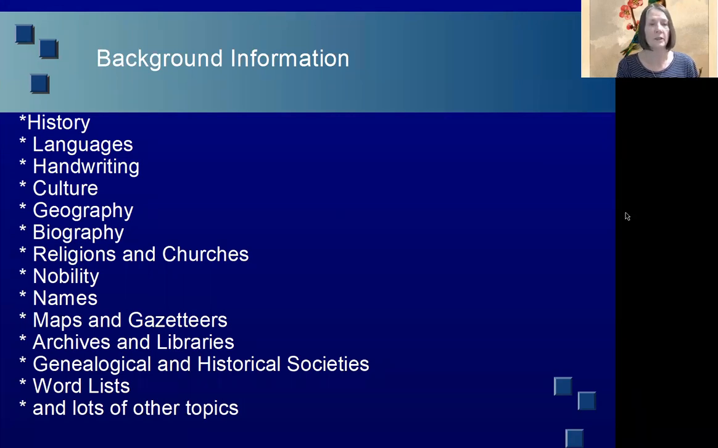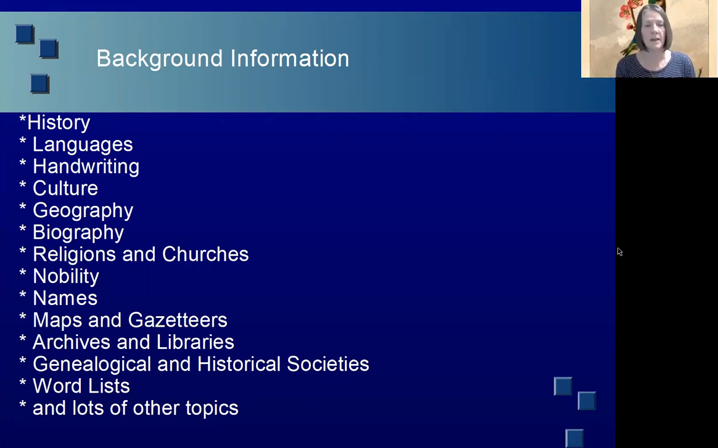Handwriting sometimes is really difficult, so you may need to learn how to read that handwriting. It will teach you about culture, the geography. It will sometimes give you biographies of famous people from that region. It talks about the religions and churches. For example, if you don't know anything about France and you want to find out what your ancestor was, was he Catholic, was he Lutheran, was he Protestant, was he Huguenot? And you don't even know what a Huguenot is, right? So you want to learn all those things from these things.